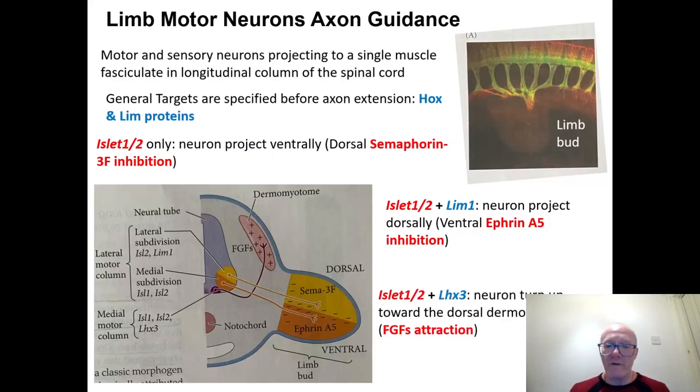Finally, we have a third group of neurons that is interesting to mention at this point, which are the neurons that express Islet1 and 2, but also LHX3. LHX3 induces expression of the FGF receptor in these neurons. And FGF actually attracts neurons if they express the receptor. So those neurons do not project toward the limb, but they actually project dorsally toward the dermomyotome, which is at this moment one of the sources of FGF signaling.